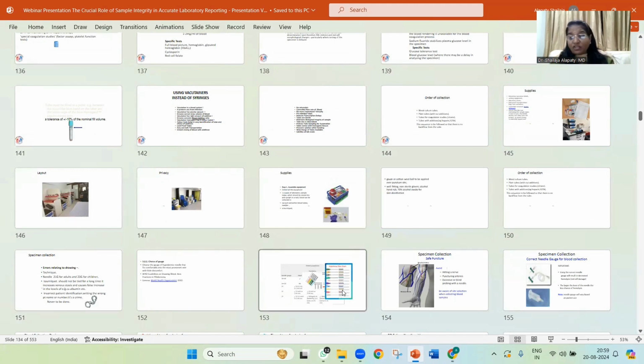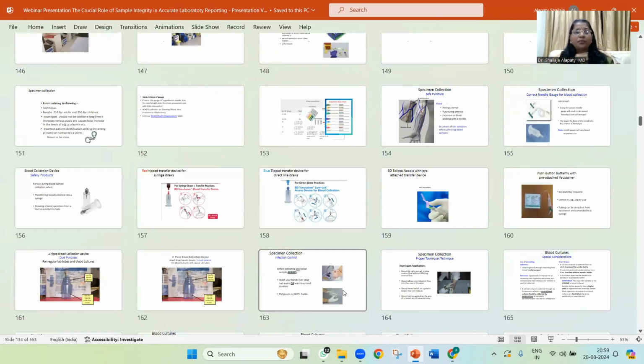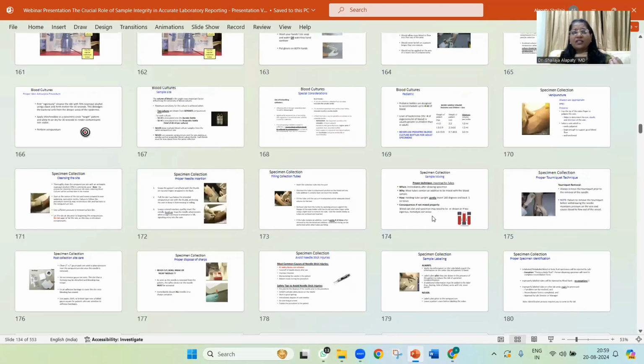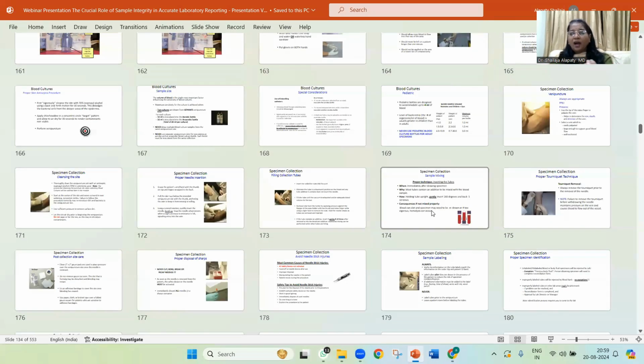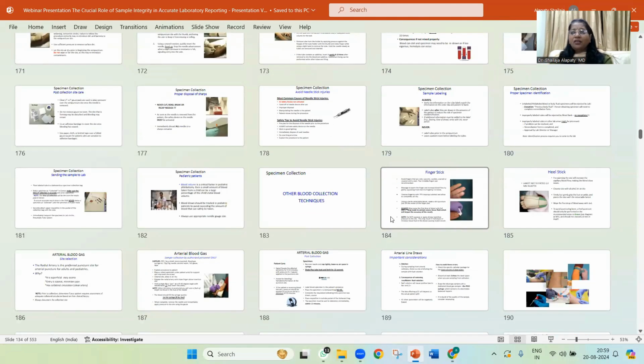Which is the gauge of the needle that has to be used? How should the holder be kept? Can you see every single thing? Which is the vein? How do they palpate? How do they mix? Can you all see all these things?